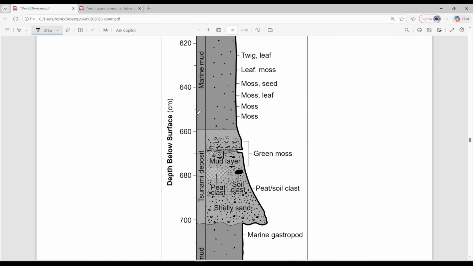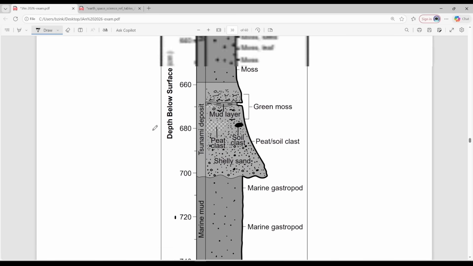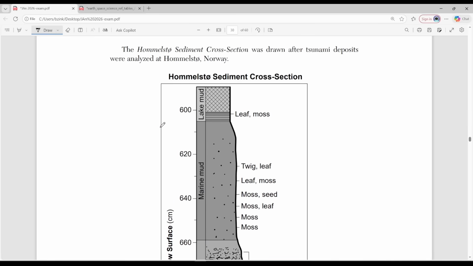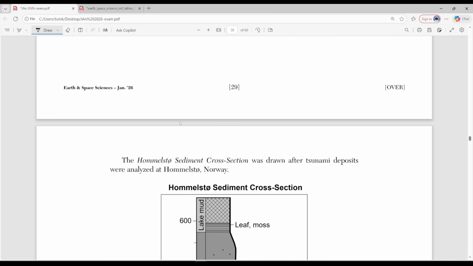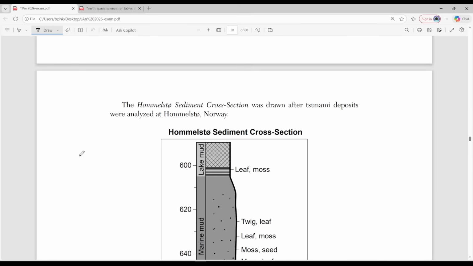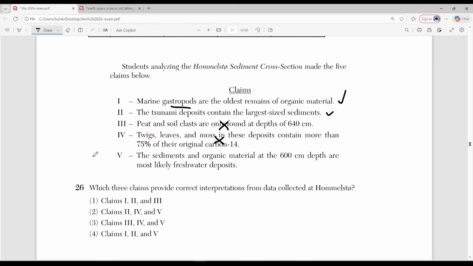The sediments and organic material at the 600 centimeter depth are most likely freshwater deposits. Let's go check. Leaf and moss. I mean, maybe. Probably. Fresh water. It's from a glacier. Right? Oh no, this is from a tsunami. Maybe? Leaves and moss. So that sounds like it could be fresh water. Let's just say that might be true. So it's definitely 1, 2, 5. Yeah, because 1 and 2 and 3 is wrong, and that just narrows that down. So this was a reading question, and looking at the chart, it was honestly a 3 out of 10. It was not that bad.